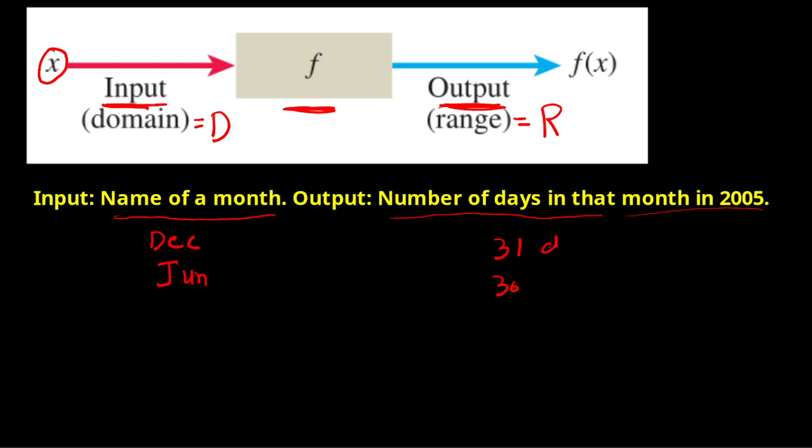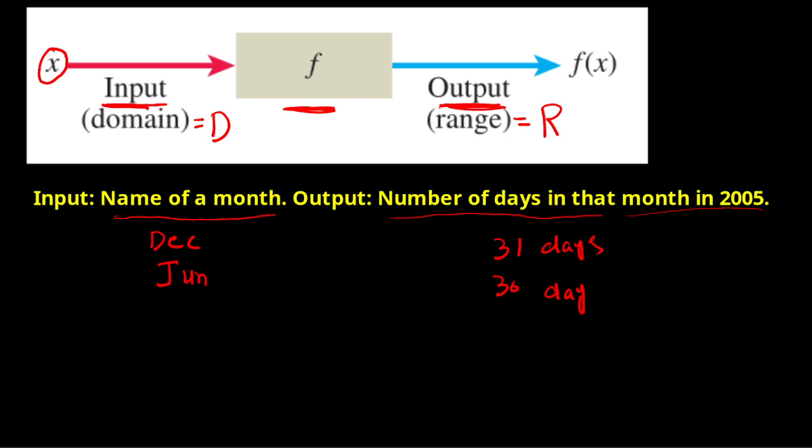So it is 31 days for December. Here is 30 days for June. Whatever month you put into your domain, you will obtain a single output value for every month, a unique number of days for every month. So how many values can you put into the input place? You can take all the 12 months as input values.